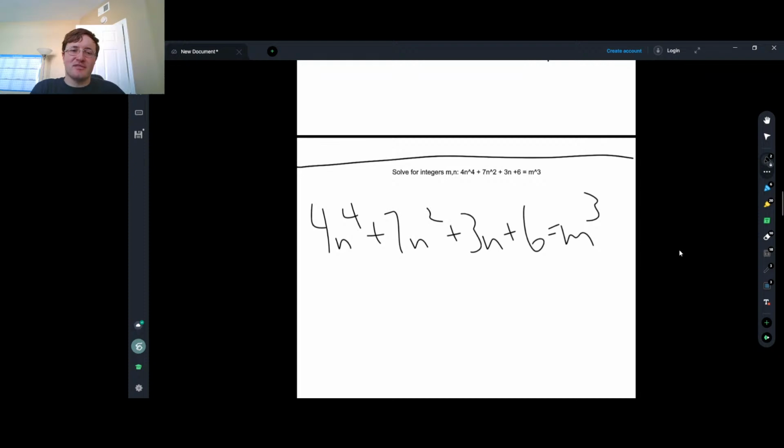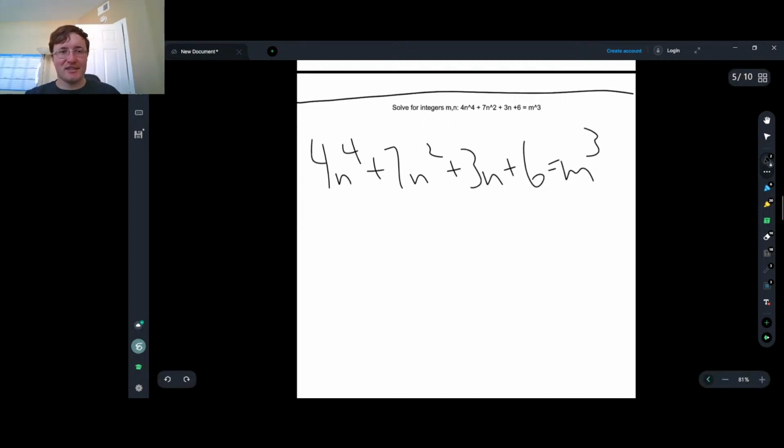So, let's see, does the left side factor at all? Oh, it does. Okay. So I've got, if I plug in, wait, I think it does. If I plug in -1, oh shoot, no, it doesn't quite work.